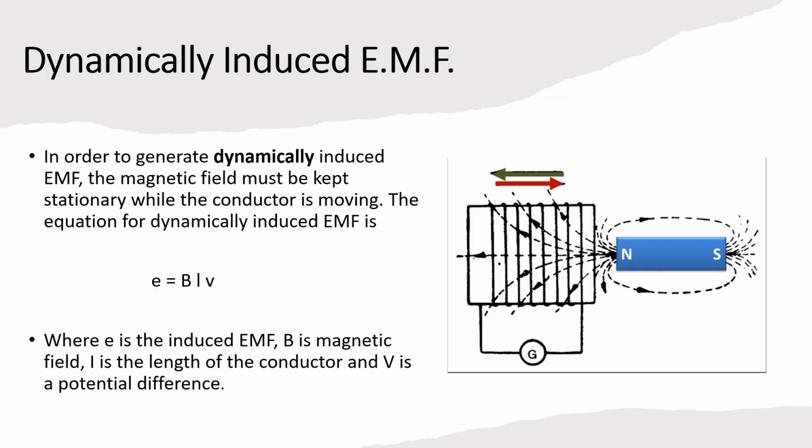In order to generate dynamically induced E.M.F, the magnetic field must be kept stationary while the conductor is moving. The equation for dynamically induced E.M.F is E equals BLV, where E is the induced E.M.F, B is the magnetic field, L is the length of the conductor, and V is the velocity.